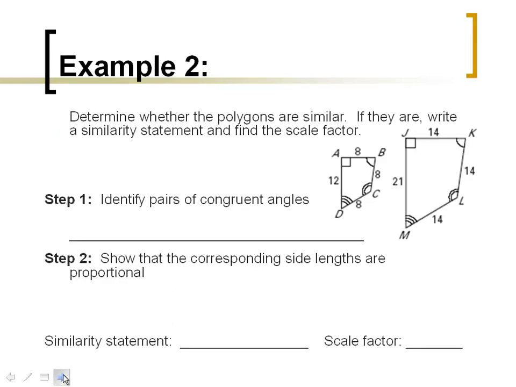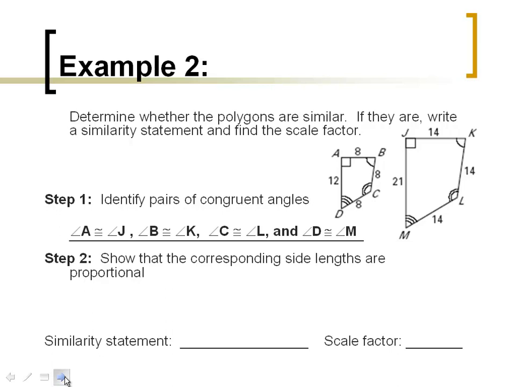So example 2, determine whether the polygons are similar. If they are, write a similarity statement and find the scale factor. So if they're similar, that means all the angles are congruent, and all the sides are proportional. So identify pairs of congruent angles. You can see the markings are already on here, so this is pretty easy. Angle A is congruent to angle J, angle B is congruent to angle K, angle C is congruent to angle L, and angle D is congruent to angle M. That's already on there. You should be able to see that.